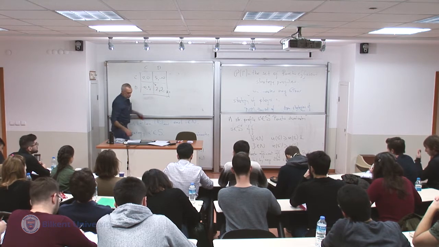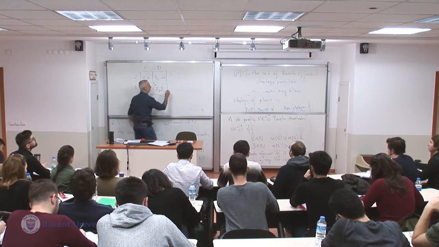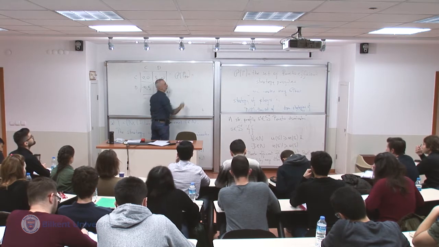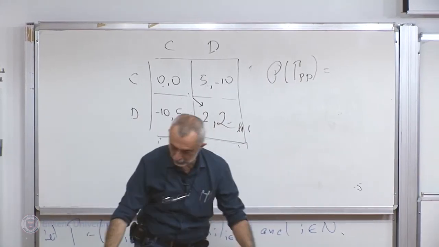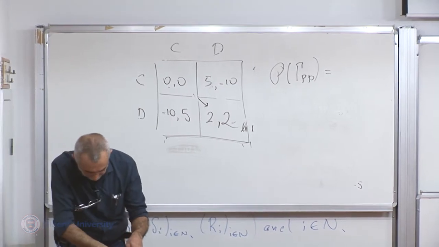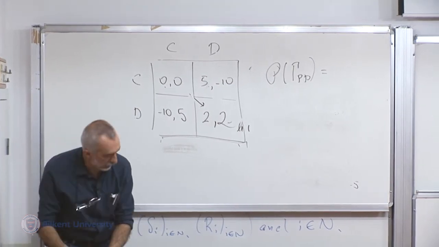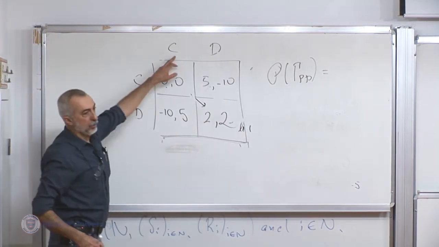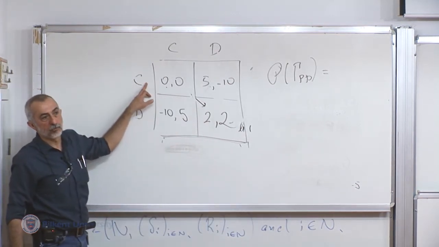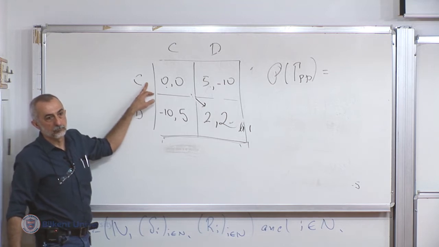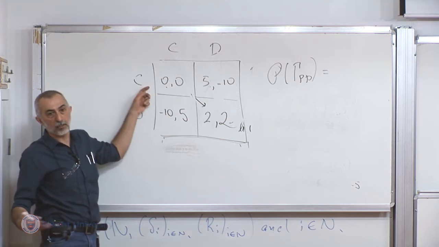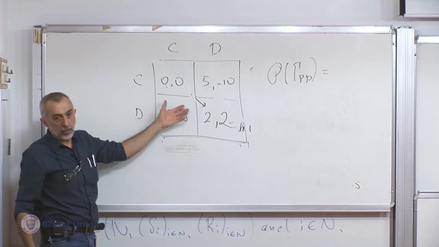So let's look at the prisoner's dilemma game. What is the set of Pareto efficient strategy profiles in the prisoner's dilemma game? So first, is CC Pareto efficient? No, right? If you say it's not Pareto efficient, it means that something Pareto dominates it. What Pareto dominates it? DD, right?